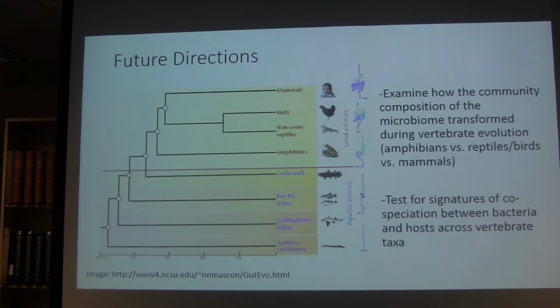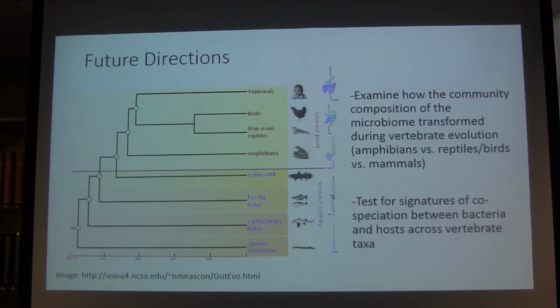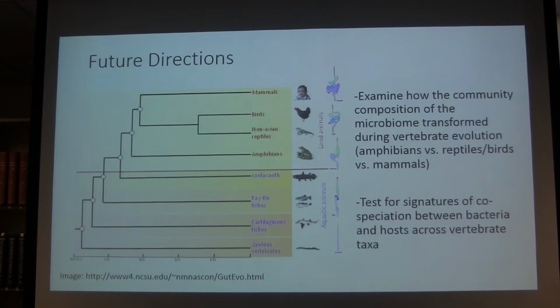And I just wanted to briefly mention what I'm planning to do at the museum. The first part of the work I'm planning to do is to extend some of the work I just showed you to look at a broader range of vertebrate groups, to not only examine how the community composition of the microbiome is transformed during vertebrate evolution, but also to examine the possibility that co-speciation between bacteria and vertebrates is a commonality of vertebrate life.